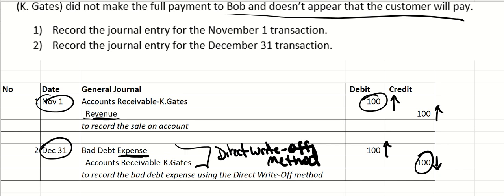It's insignificant in amount. But again, you notice that bad debt expense is recorded in a different period from when the revenue is generated. But these are the two accounts that are going to be used under the direct write-off method.